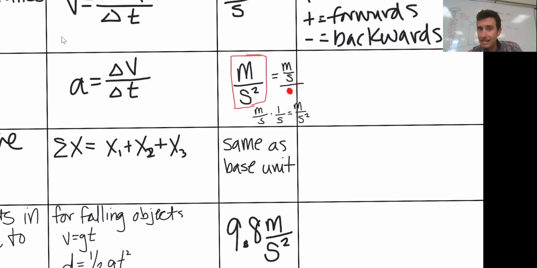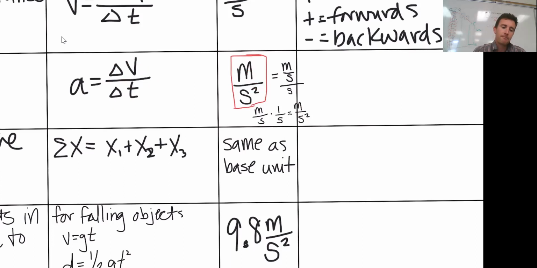The reason for that is if I'm dividing by a value, it's the same as multiplying by the reciprocal of that value. So I've got meters per second on top times 1 over seconds on the bottom. Multiply the numerators, the tops, meters times 1 is meters. Multiply the bottoms, seconds times seconds equals seconds squared. And then I have meters per second squared. So I'm just taking the unit of velocity and the unit of time, plugging them in their appropriate spots, and ending up with meters per second squared.